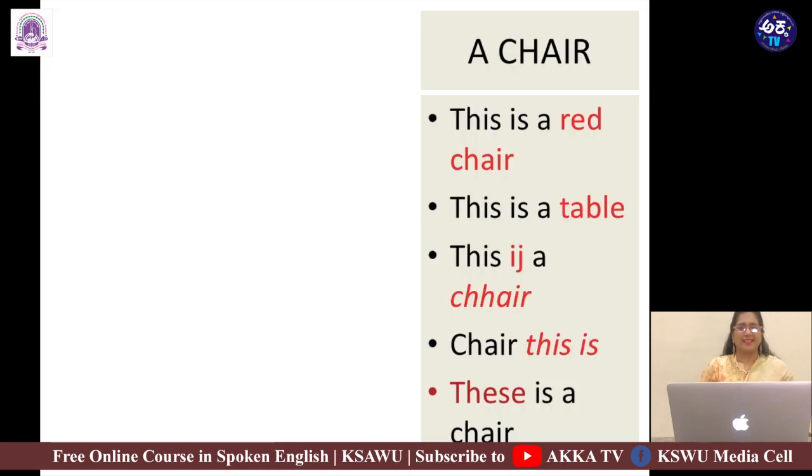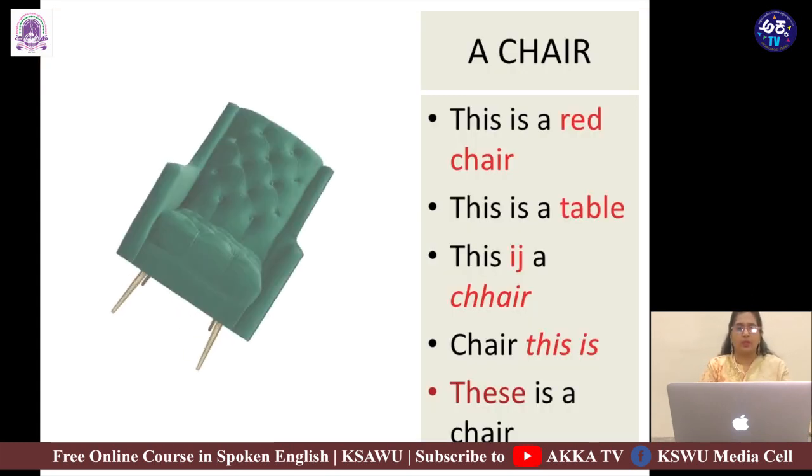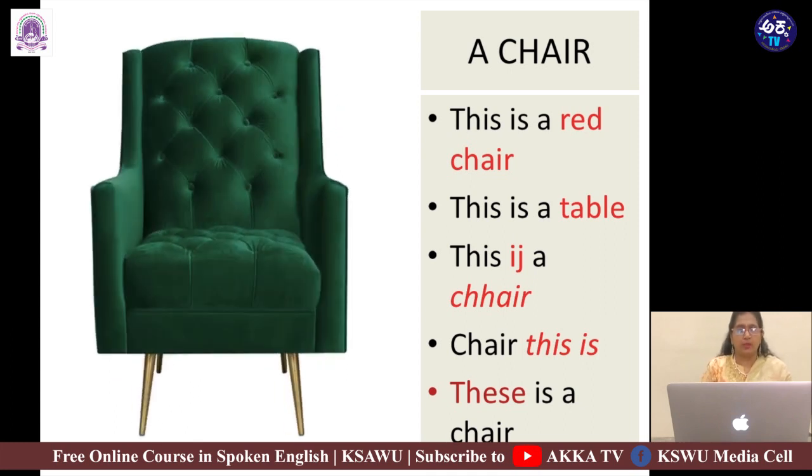What is this? Indeed, it's a chair. Now let us describe this chair. This is a red chair. Am I right? No. Wrong. It's not a red chair. This is a table. Am I right? No. Wrong. It's not a table, it's a chair. This is a chair. It is a chair, but I said it wrongly. It is pronounced wrongly. The pronunciation is chair. Chair this is.